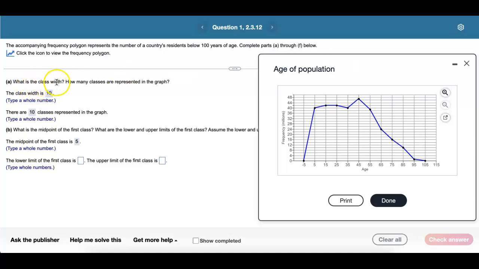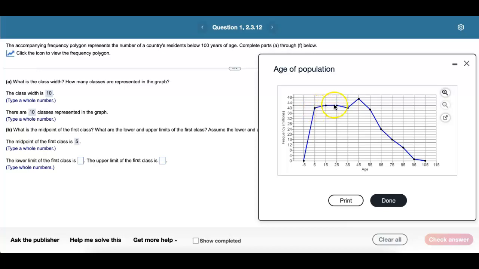So we're asked, what's the class width? One way that we can determine that is to find the distance between midpoints of class intervals, or of each class. So from 5 to 15 is a distance of 10. That's the class width. Technically speaking, though, the class width is the distance between the lower and upper limits.